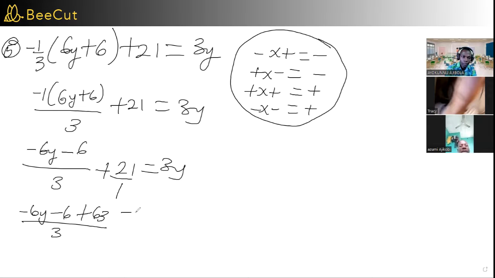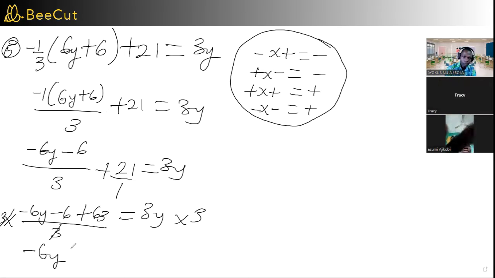63. Then I have 3y. Now, again, I can multiply this side by 3 to remove the 3 at the bottom and this side by 3. So 3 cancels 3 here. Then I have minus 6y. What is negative 6 plus 63? That is positive 57.